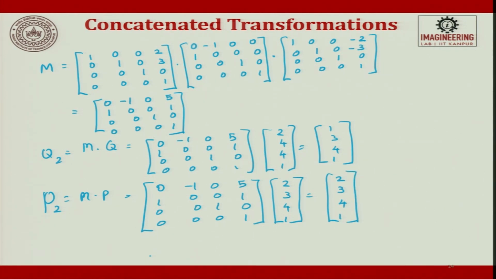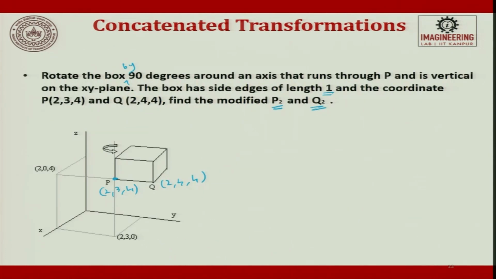So now after the operation Q becomes Q2, which is nothing but 1 3 4. P becomes P2 as 2 3 and 4. So this is how you will try to solve the problem if you have a simple problem like this, a 3-dimensional object rotated. You can also have in your examination 2-dimensional rotation also.